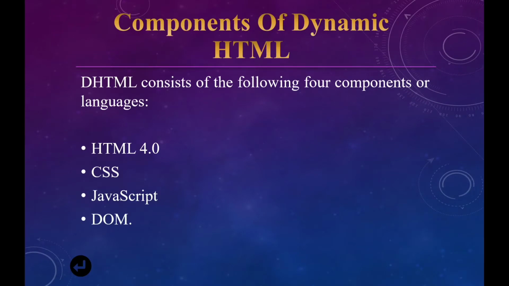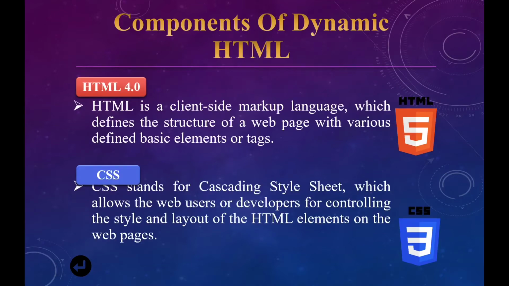Components of dynamic HTML. DHTML consists of 4 components and they are HTML, CSS, JavaScript and DOM. HTML. HTML stands for Hypertext Markup Language and it is a client-side markup language which defines the structure of a web page with defined basic tags or elements. CSS. CSS stands for Cascading Style Sheet. It allows web users or developers to control the style of the HTML elements or tags on the web pages.